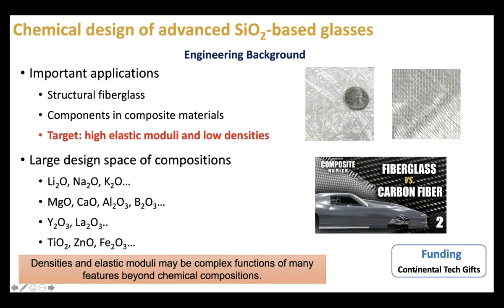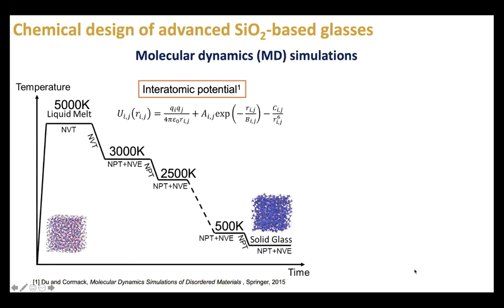Fortunately, we can apply computer simulation like molecular dynamics, MD, simulation based on reliable interatomic potentials. In those MD simulations, we initially put different types of atoms together. Then we increase the temperature to melt this system, like how we make a real glass in the real world. Then we cool it down step by step until we get a stable glass structure at room temperature.